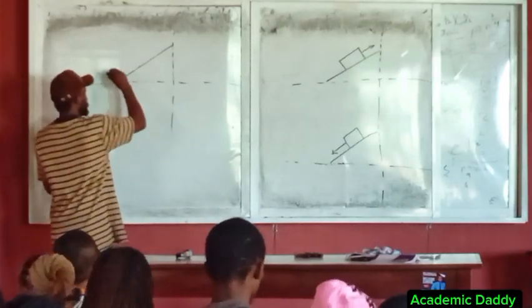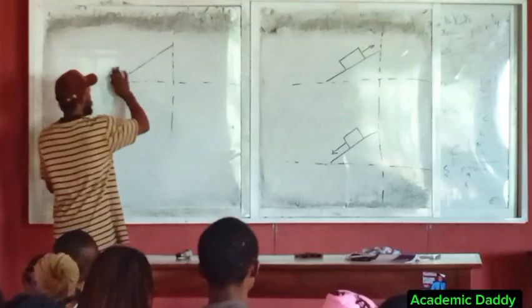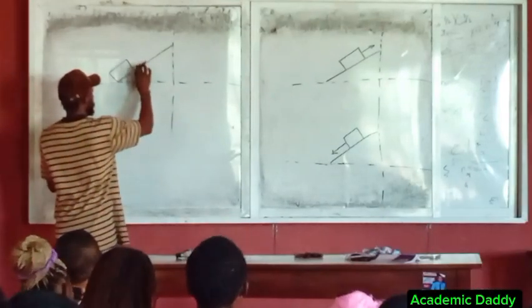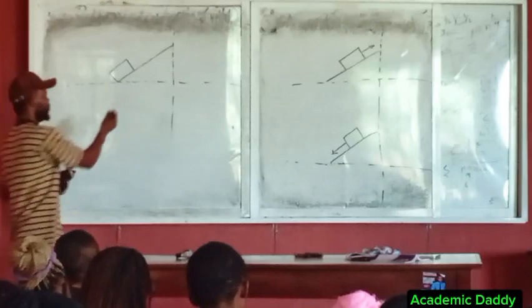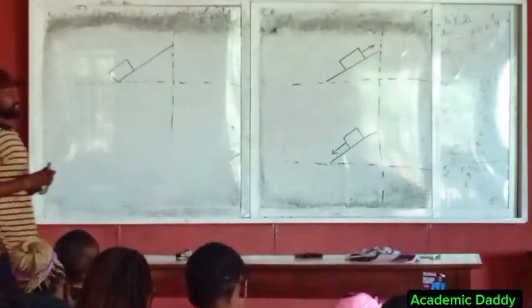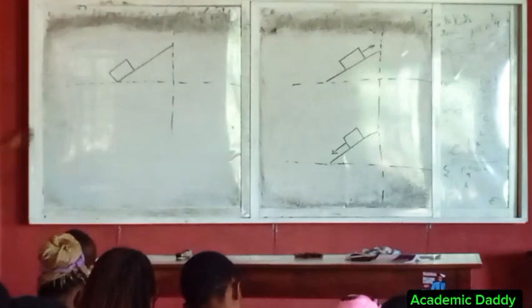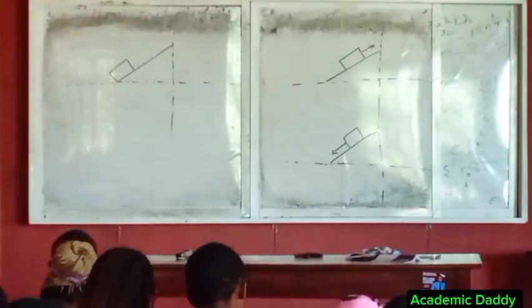So I can have it when this is at rest, when it's not moving, starting from rest. These are three different cases of inclined plane: when it's moving upward, moving downwards, and when it's at rest. So we start with when it's at rest.